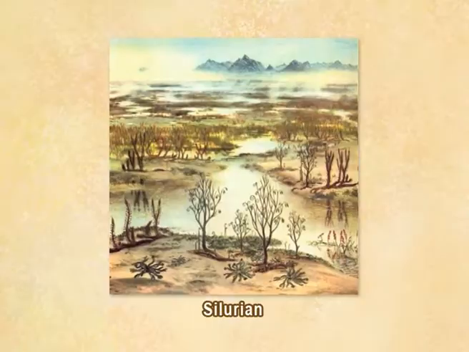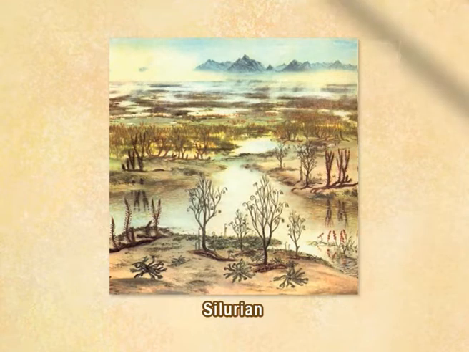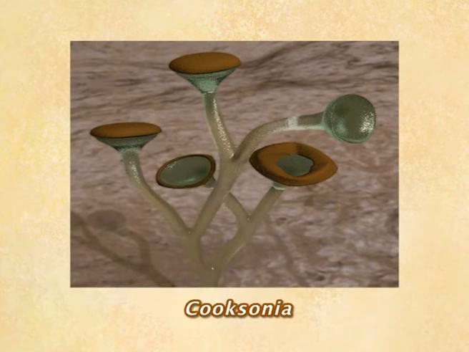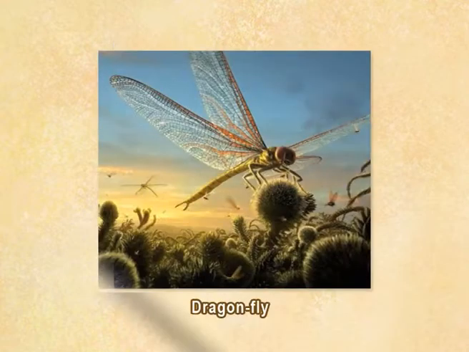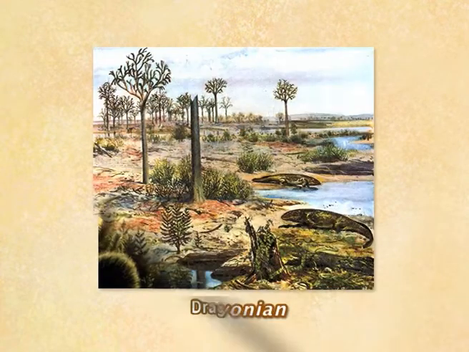Now Silurian. This period showed the same vegetation as that of earlier 2 periods. It witnessed the origin of land vascular plants. Cooksonia is regarded as the oldest vascular plant, having its origin about 420 million years ago. Arthropods invaded the land.